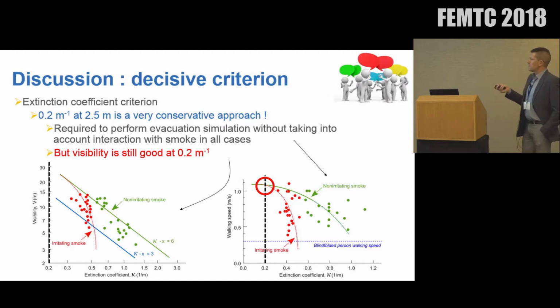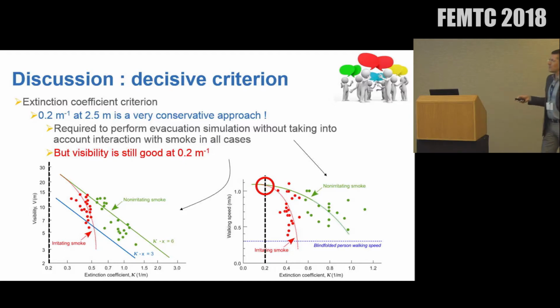The last part of my presentation is a little discussion about this extinction coefficient that the authority in Switzerland used to fix at 0.2. Here they consider that if you have 0.2, there is no problem with the smoke, and you don't have to control all the other species. So you don't have to make an FED analysis.